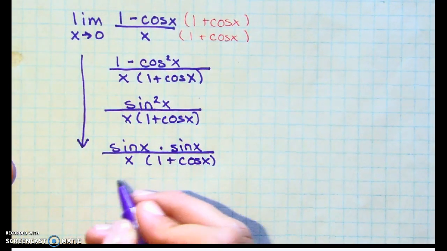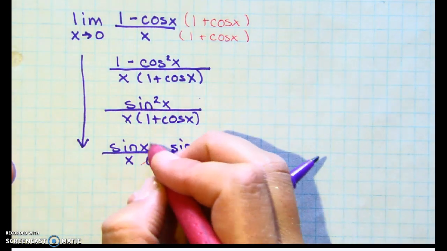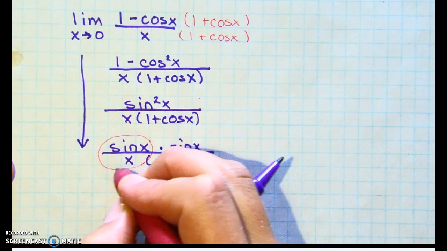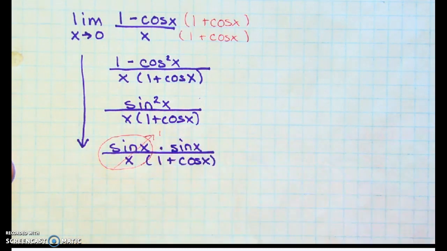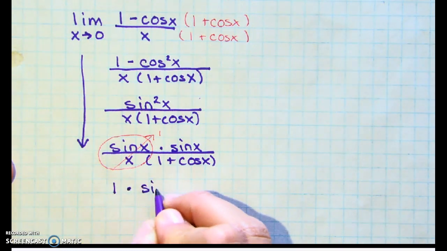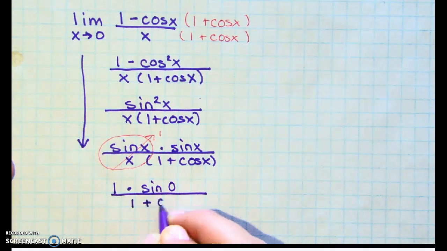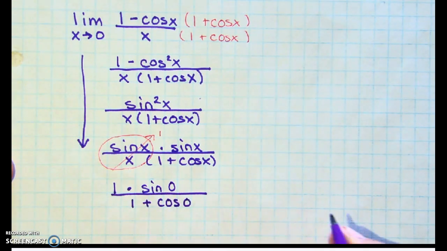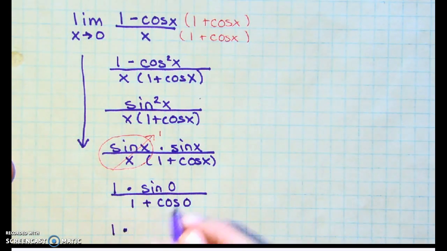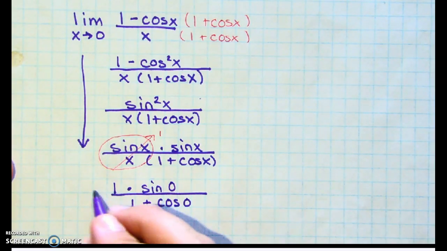Okay, ready? What is the limit? Now we're ready to evaluate the limit. What is the limit of this piece? The limit of this piece is 1. So I have 1 times the sine of 0 over 1 plus the cosine of 0. What's the sine of 0? 0. What's 1 plus the cosine of 0? 1 plus what is the cosine of 0? It's 1.